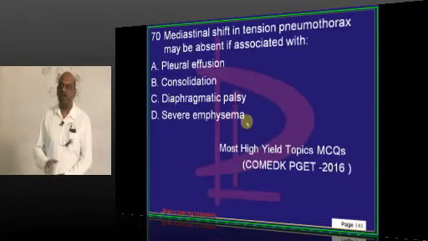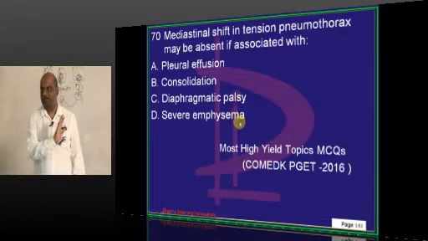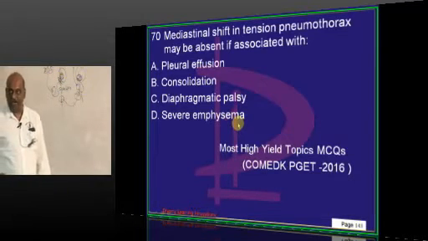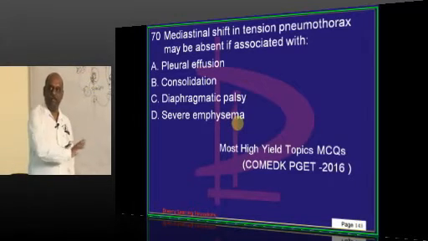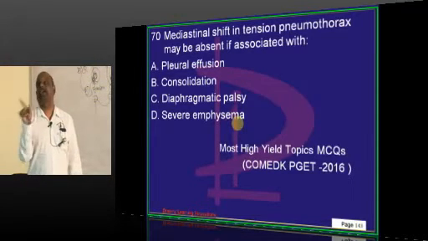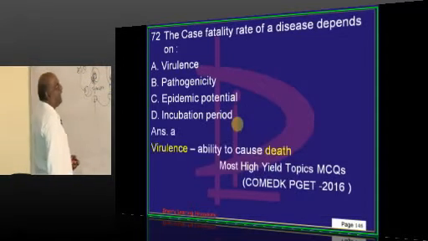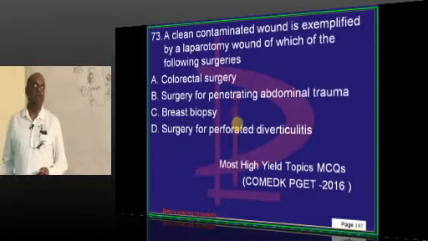Tension pneumothorax में क्या हो जाता है? Contralateral side mediastinum get pushed. But on the side where tension pneumothorax is there, if there is a consolidation, it will have a pulling effect. And the pneumothorax has got a pushing effect. They both balance and mediastinal shift doesn't occur. That is what you need to basically remember. Case fatality rate is virulence, indicator of virulence.